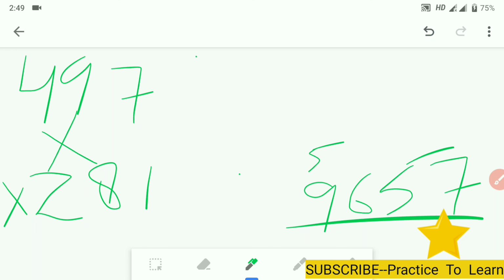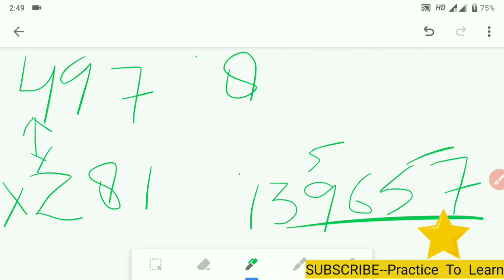And in the last step we multiply 4 with 2. 4 2s are 8. 8 plus 5 is equal to 13. So here is the result, 139657. This is what we got.